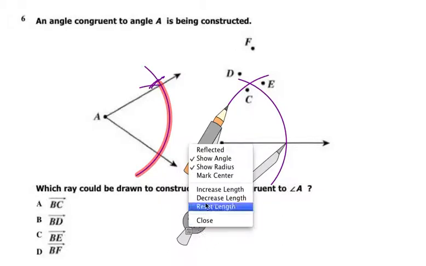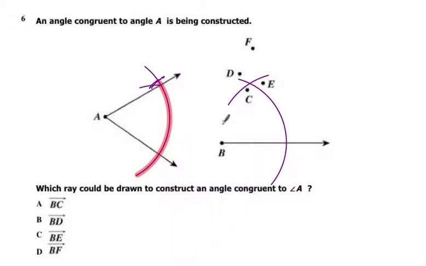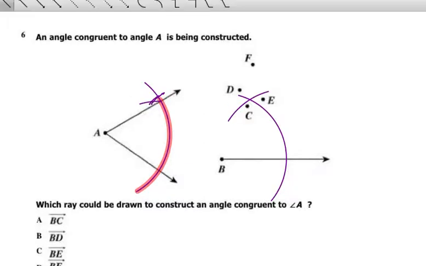Okay, close it, and what I'm going to do is draw my segment from B through that point of intersection. Okay, honestly, could you have just said, hey, let's just draw these and see what happens? Sure, let's try it and see what happens. Uh-oh.